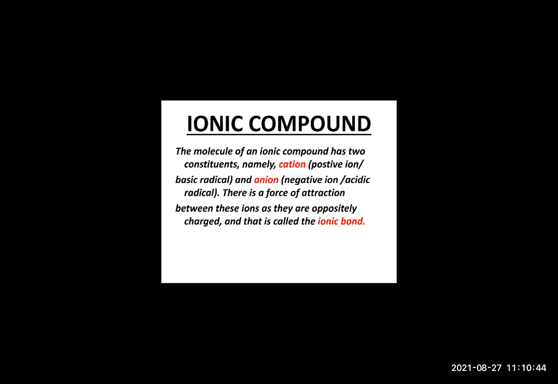So Na+ is what? Cation, because it is a positive ion and a basic radical, whereas Cl- is a negative ion as well as an acidic radical. So what happens between these two ions, Na+ and Cl-? There is a force of attraction. Na+ and Cl- will attract each other, and as they are oppositely charged, a bond is formed between them.